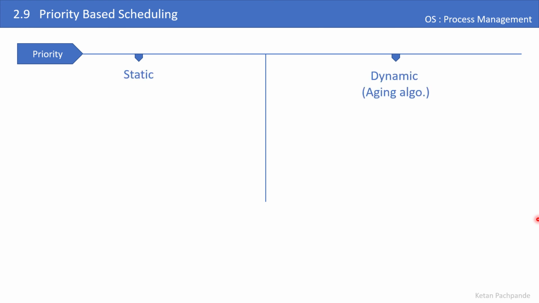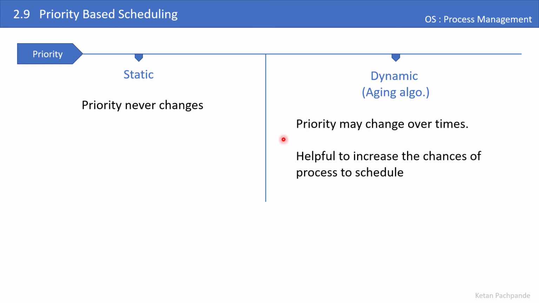The priorities are of two types, static and dynamic priority. The meaning of the static is, once the process is created by OS, it assigns the priority and that priority never changes till its life, means till the process terminates. Whereas in the dynamic priority, the priority of a process may change over time.